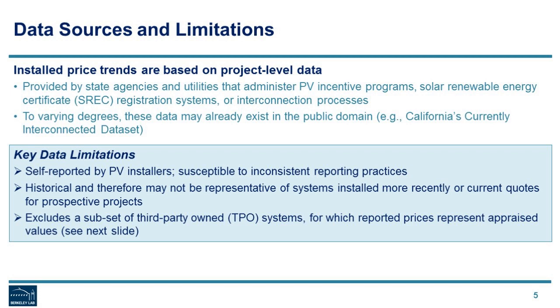And then finally, we end up scrubbing out of our data sample a pretty large fraction of third-party owned systems, which I'll talk more about on the next slide. But the key thing to note here is just that those systems that get scrubbed out tend to be for some of the largest installers in the country. And so the final sample that we use for our analysis is somewhat skewed towards smaller and medium-sized installers, though certainly we do have some pretty large installers represented as well.